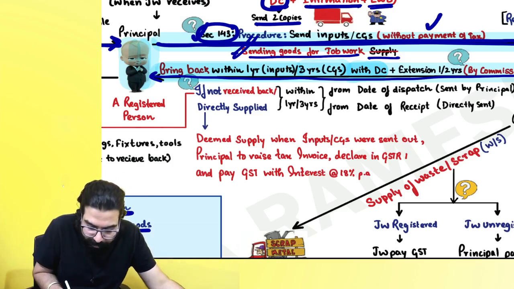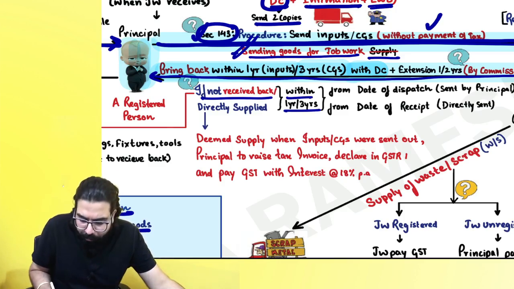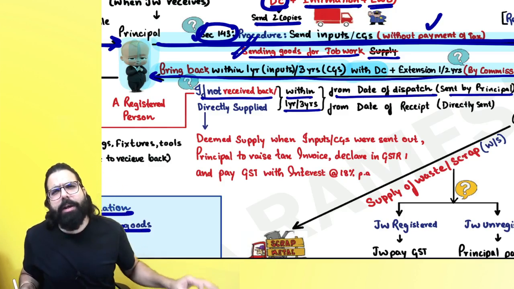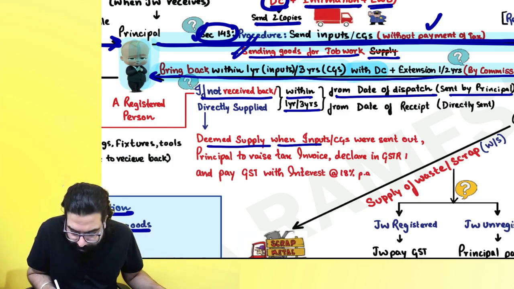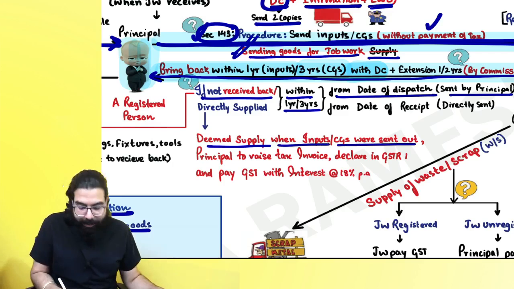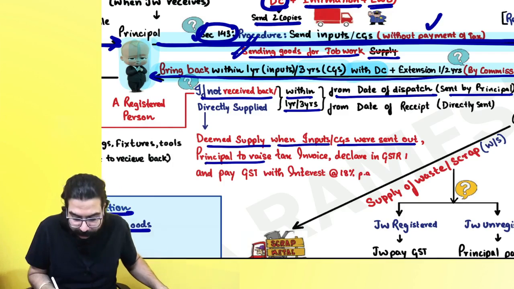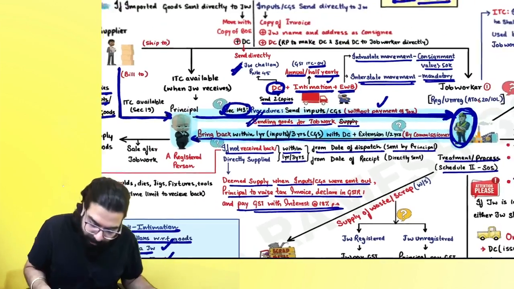Sir, remember one thing, if you don't bring it back within 1 year or 3 years from the date of dispatch, that is the day it was sent by the principal, it will be deemed as supply when the inputs and capital goods were sent out. Means when you had sent it, that time it will be deemed as supply, and you will have to pay along with interest at the rate of 18%. Okay sir, point is clear.